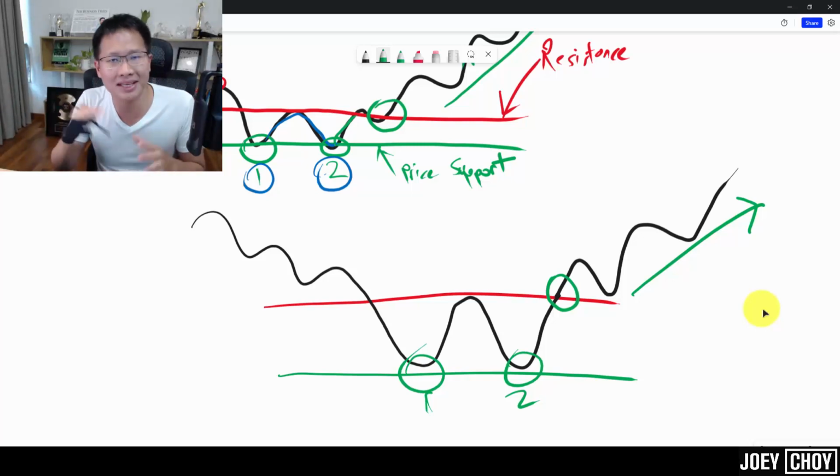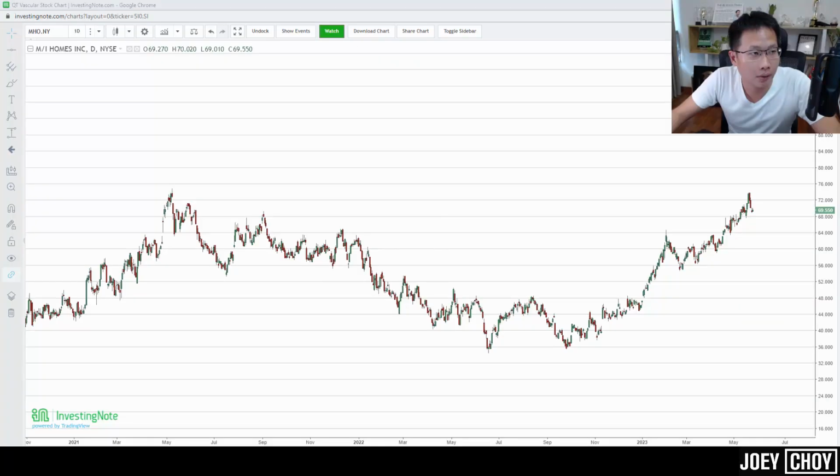So let's take a look at some case studies as to how we actually apply this double bottom strategy and see if it actually happens in real life. Let's take a look at this stock called MI Homes.